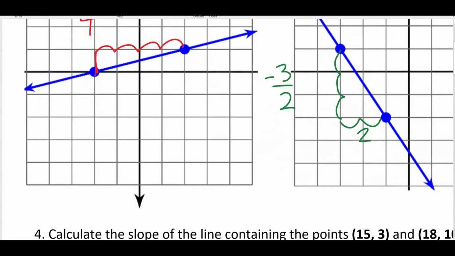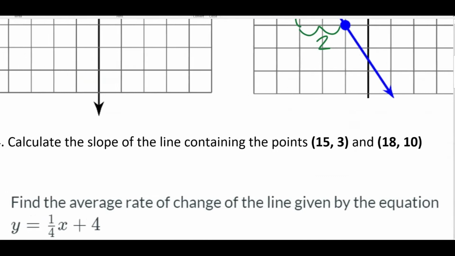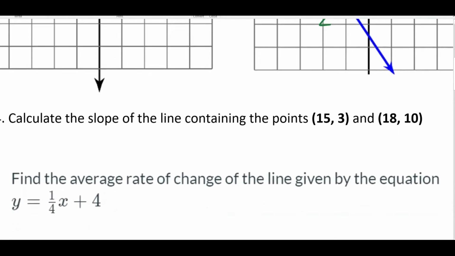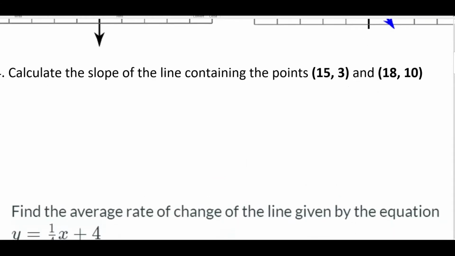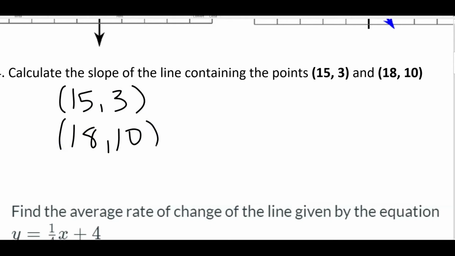Now, we won't always be given a graph. You may be just given 2 points on a graph. If I'm ever given 2 points and we're asked to find the slope, it's the rise over the run. Well, if I'm given 2 points, it helps me to write them. Let's say they gave us 2 points: (15, 3), and the other point was (18, 10). When we're talking about points, this is an X, this is a Y.